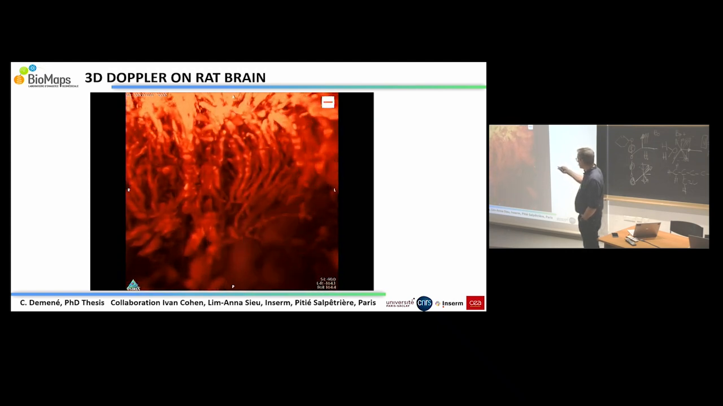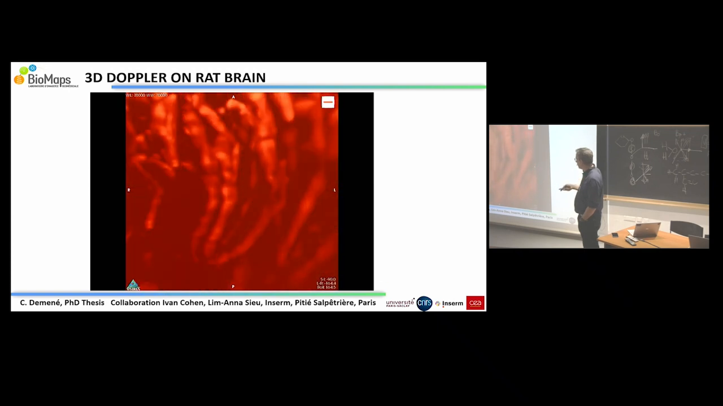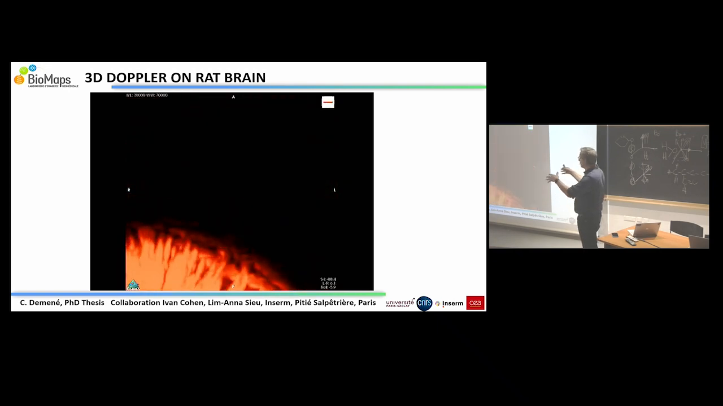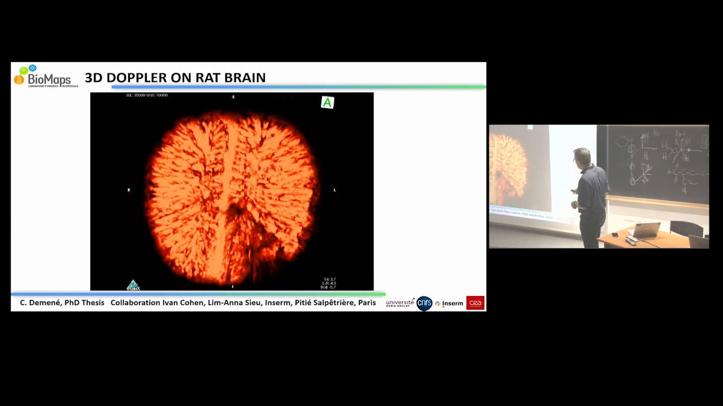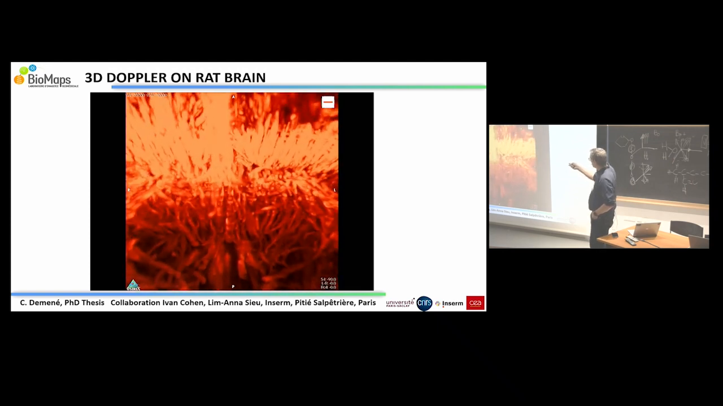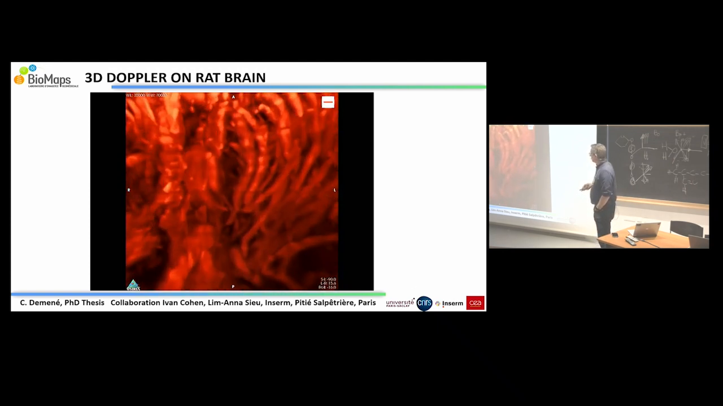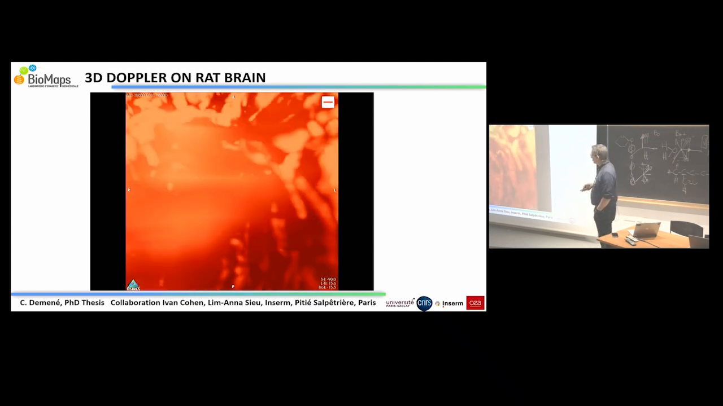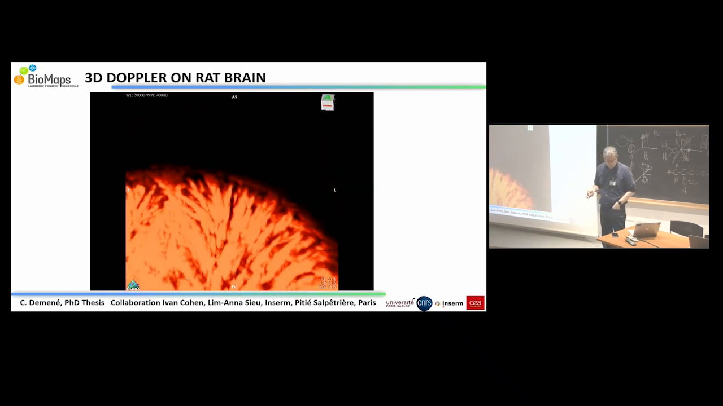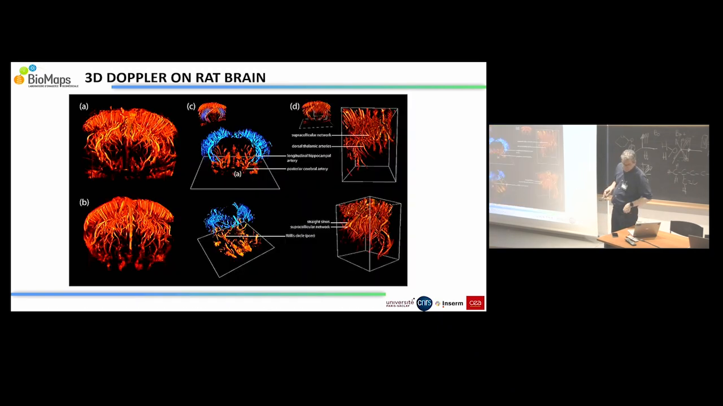So you have the cortex on the upper part and the deep vessels, and after that you can play to go inside, to see inside. There is a little ischemia here on the top due to some surgery problems. But when you get that, you have beautiful information on the anatomy of the brain. You can differentiate different structures, hippocampus, circle of Willis, many things like that.